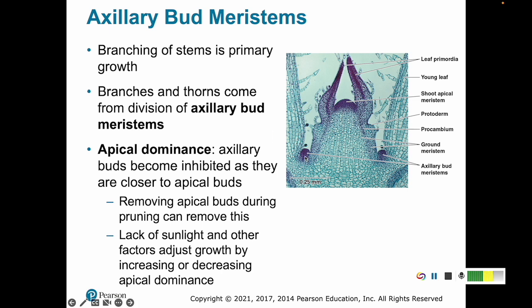And apical dominance is the inhibition of axillary buds as they get closer to apical buds. Let me say that again. Apical dominance is that axillary buds become inhibited as they get closer to apical buds. So removing apical buds during pruning can remove this from happening, and a lack of sunlight and other factors can adjust the growth by increasing or decreasing apical dominance.